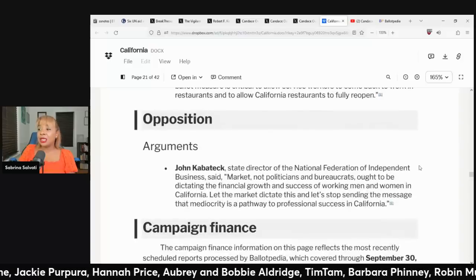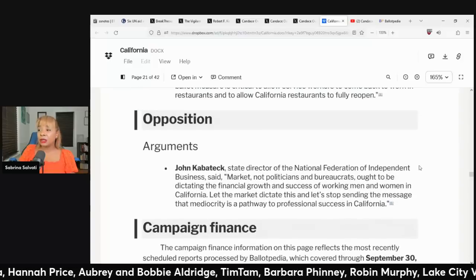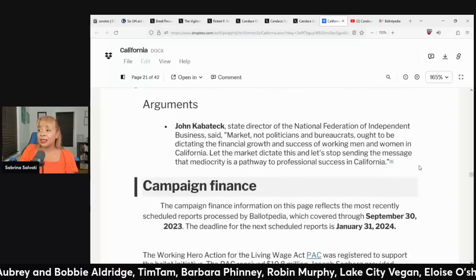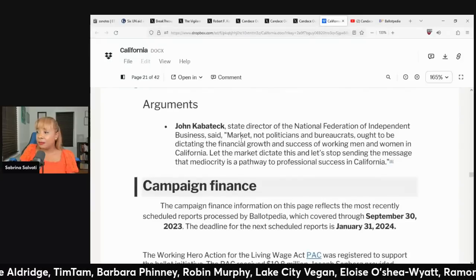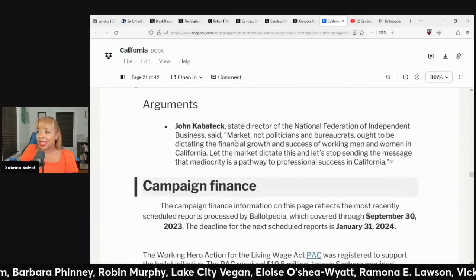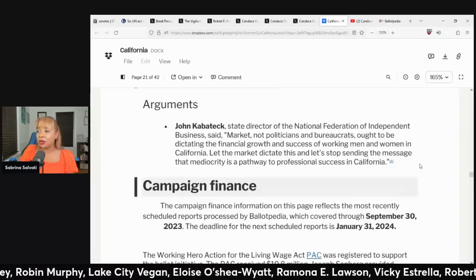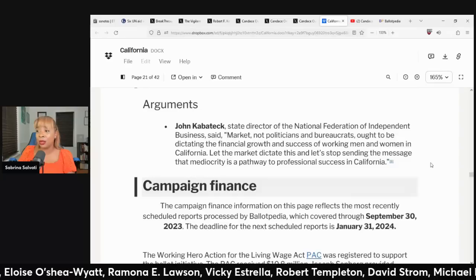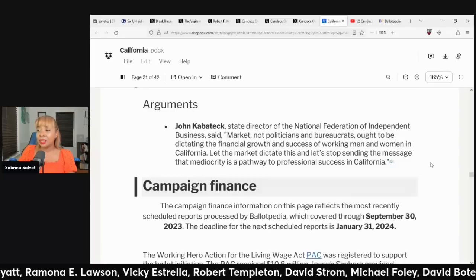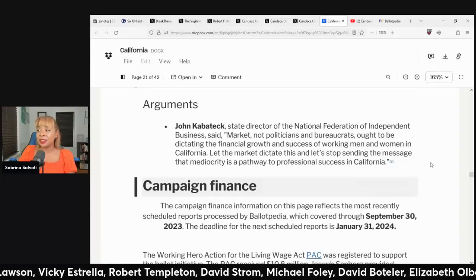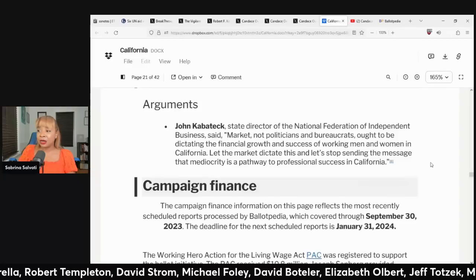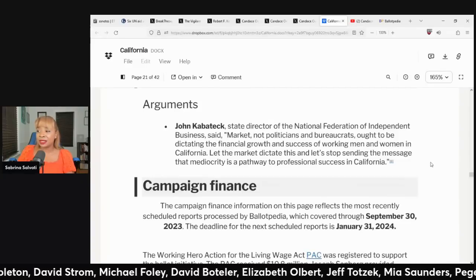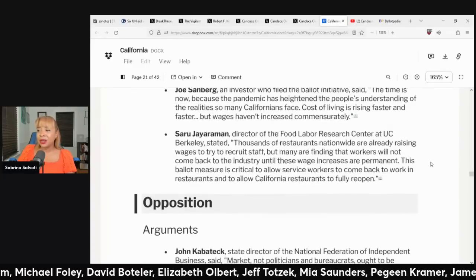Yeah, I think, well, let me read the opposition. John Kabatek said, market, not politicians and bureaucrats, are to be dictating the financial growth and success of working men and women in California. Let the market dictate this and stop sending the message that mediocrity is a pathway to professional success in California. Dude, that don't even make any sense.